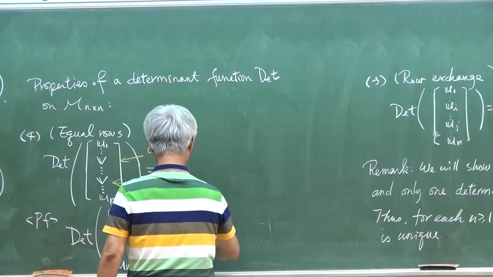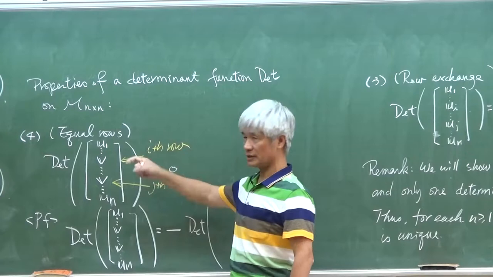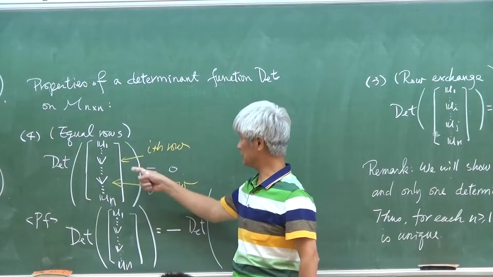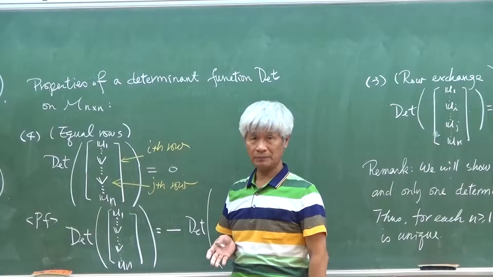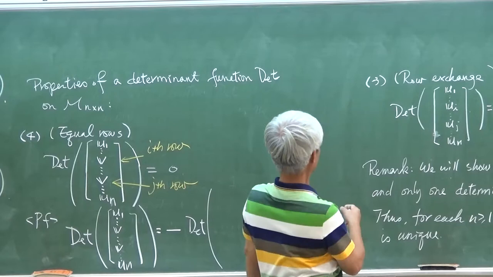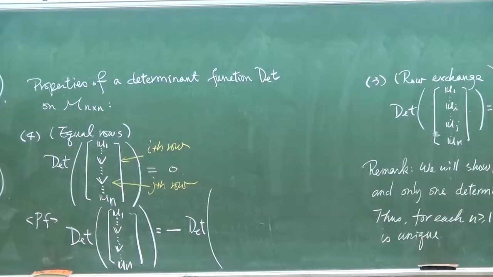You exchange the ith and the jth row, you exchange these two rows. What happens if you exchange these two rows? You get the same matrix, right? But you have to change the sign. By property 3, it tells you that if you exchange two rows, you have to change the sign.